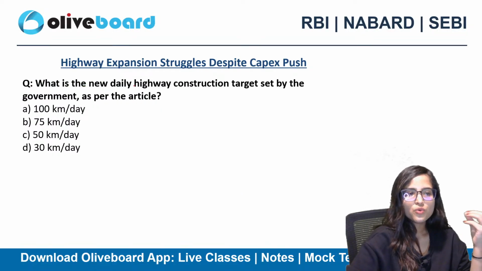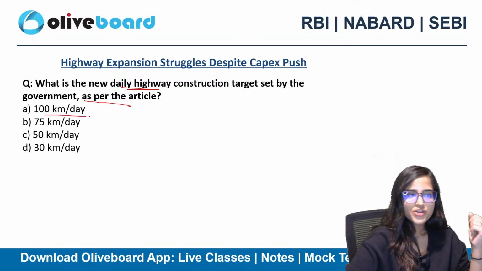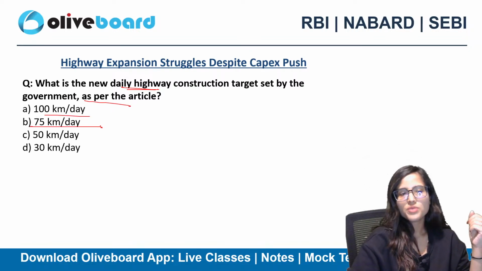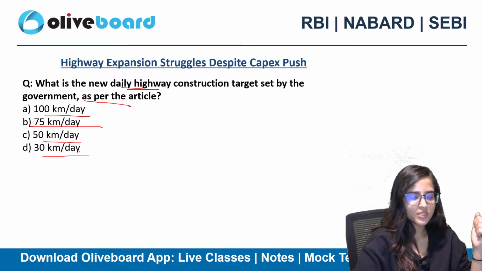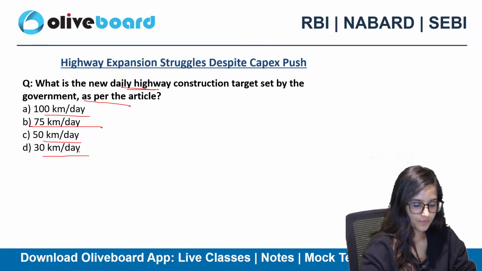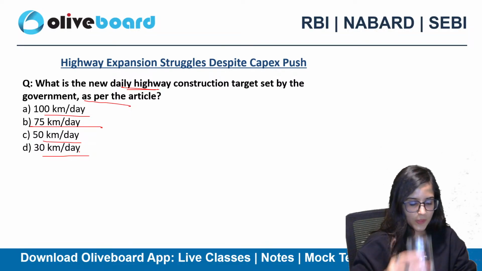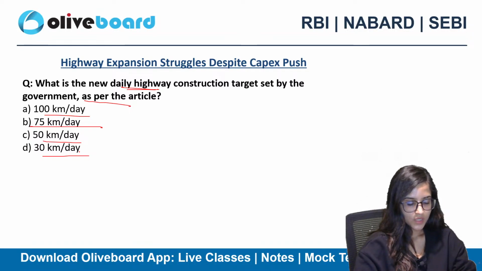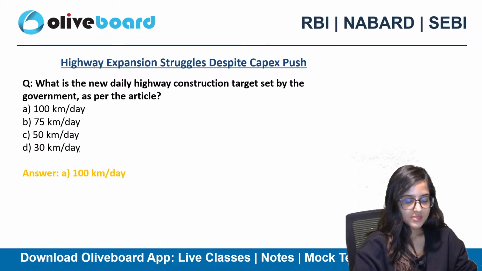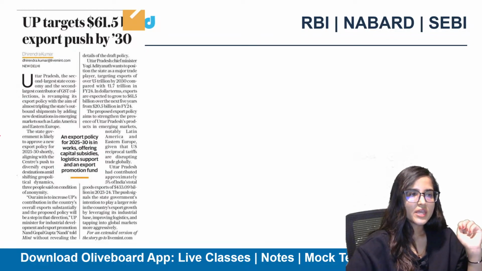So what is the new daily highway construction target set by the government as per the article? 100 kilometers per day, 75 kilometers per day, 50 kilometers per day, or 30 kilometers per day? Again, read the question very carefully and give me the answer. Again, very easy question, very direct question. 100 kilometers per day is the correct answer. Very good.